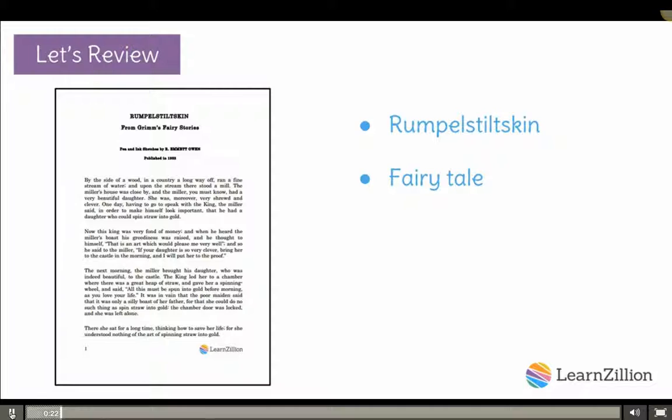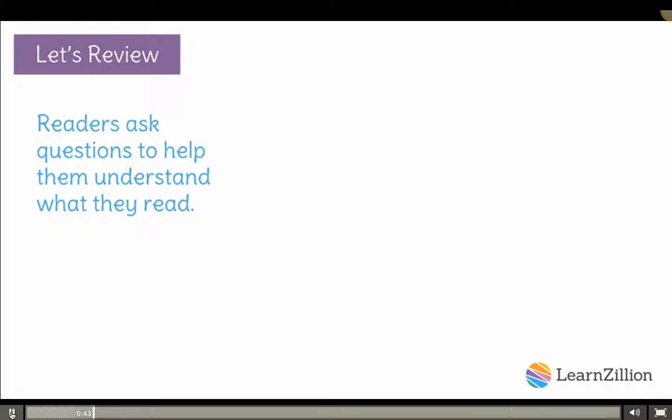This story is from a group of fairy tales collected by two brothers, Jacob and Wilhelm Grimm, around the year 1820. Rumpelstiltskin tells the story of a miller's daughter who is given the impossible task of spinning a pile of straw into gold. A little man comes along to help her with the task.